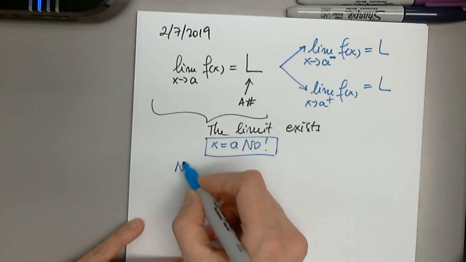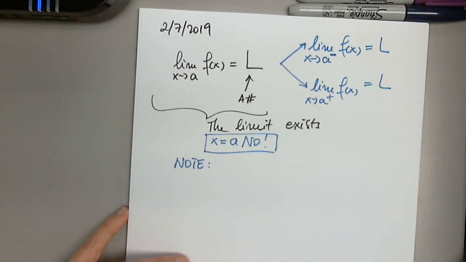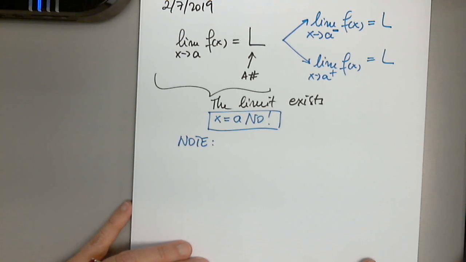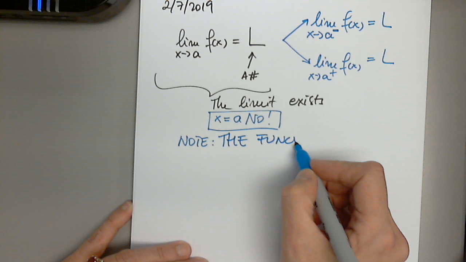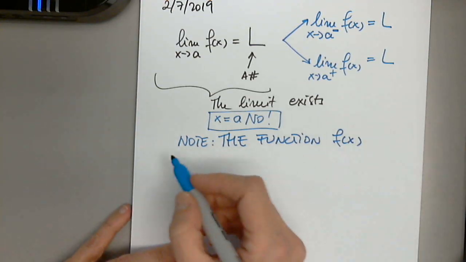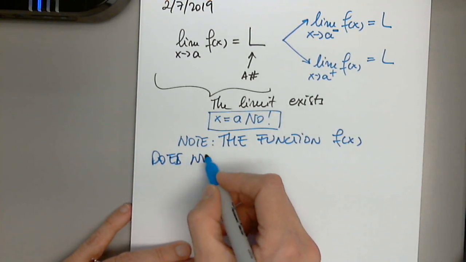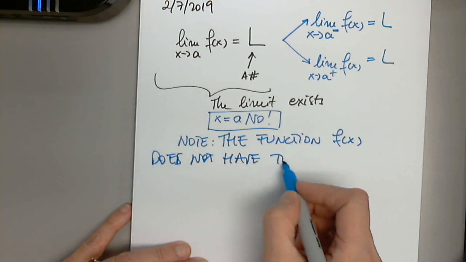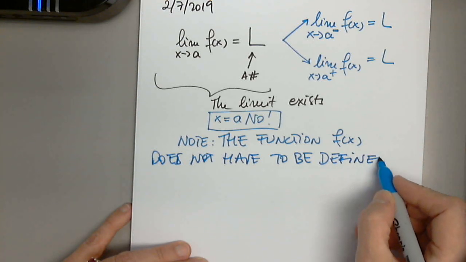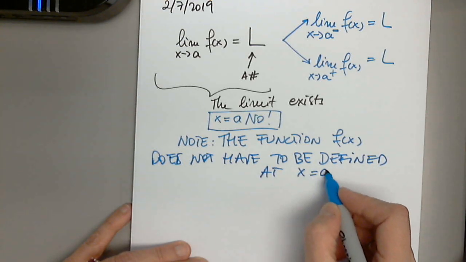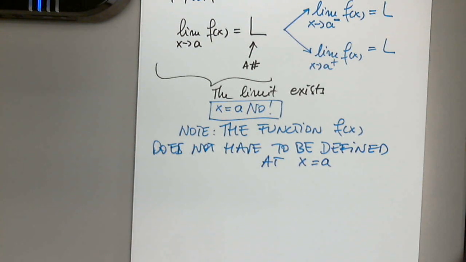And another note here: the function does not have to be defined at a. The function f of x does not have to be defined, or exist, at x equals a. The limit to exist does not require the function to exist at that point. Perfect.